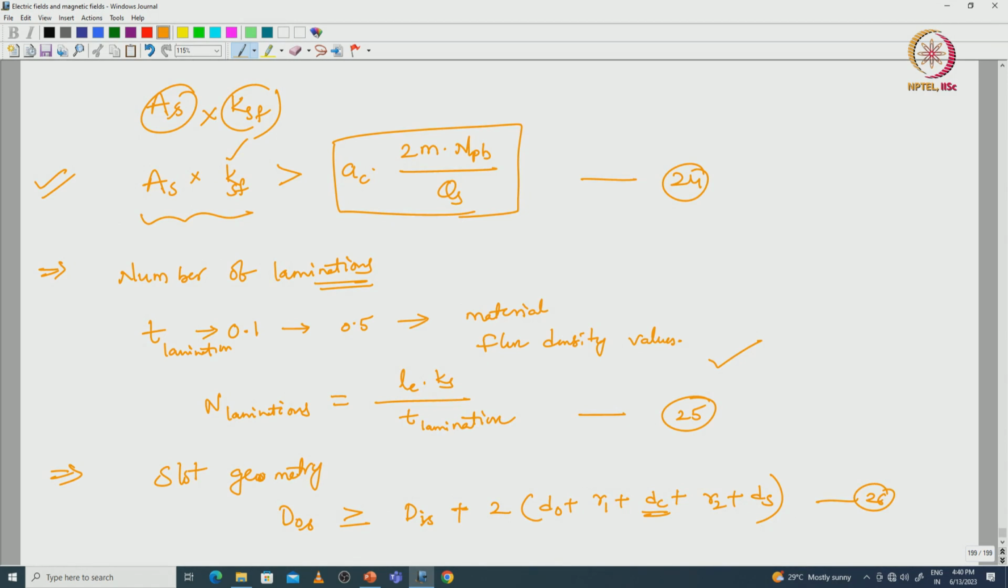So, with this I am concluding this lecture. In this lecture we have discussed how to select the slot shape and how to calculate the slot geometry. In the next lecture we will discuss the rotor geometry. Thank you.